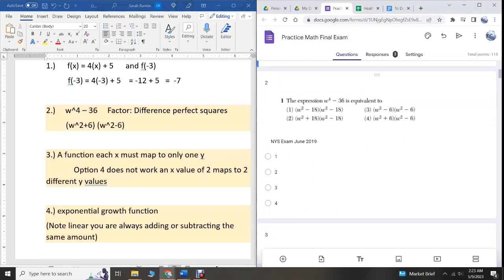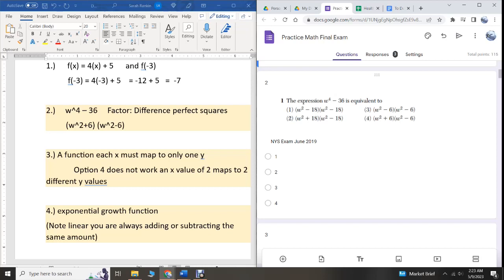The expression w to the 4th minus 36. So what they're really looking for you to do here is factor this from 2 terms to 4 terms. And anytime you have 2 terms, think of difference of perfect squares. So if both numbers are a perfect square, then it's the square root of the first one plus the square root of the second one, and the square root of the first one minus the square root of the second one.